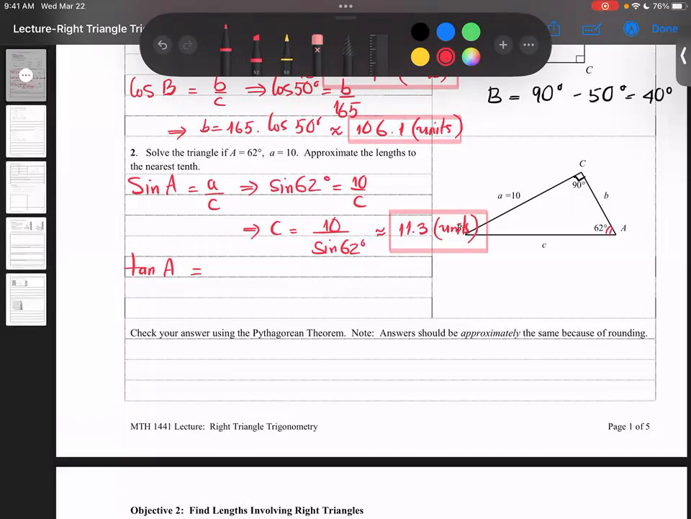Tangent is going to be opposite divided by adjacent, right? Opposite will be A, divided by adjacent, which will be B. So tangent of 62 degrees equals A, which is 10, divided by B. That implies B equals 10 divided by tangent of 62 degrees. Plug it in your calculator: 5.3 units.